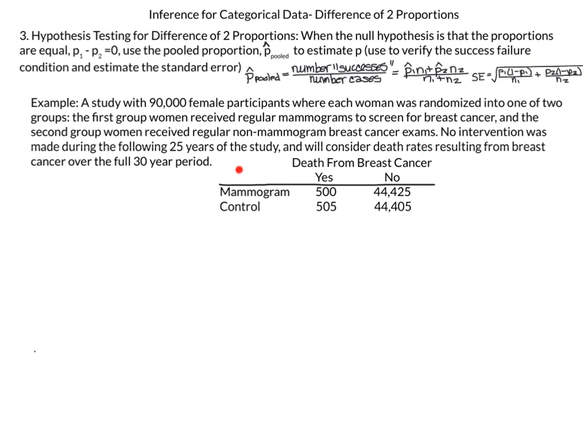So here's our chart. We have the mammogram group. There were 500 deaths and 44,425 non-deaths after 25 years. And then we had the control group. And again, this is deaths from breast cancer, not just any death. So in the control group, we had 505 deaths from breast cancer and 44,405 non-deaths in the 25-year study. And the first question, is the study observational or experimental? It's experimental because people were randomized into one of two groups.